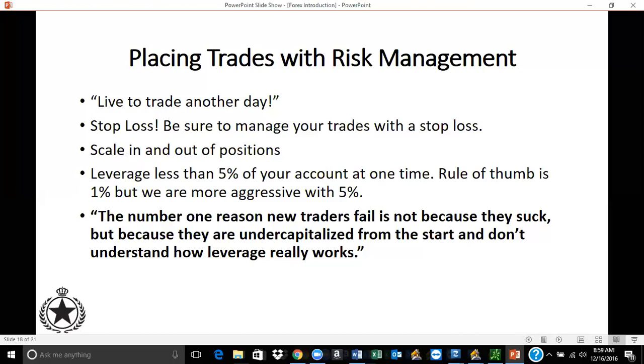There's a rule that says to leverage less than 1% of your account. That means if you're trading with $10,000, you should not risk more than $100. When a trade goes against you $100, you should be closing it out. That's a rule of thumb: 1% of your account. We do 5% because we're more aggressive, but we also teach 1%. For our newbies, we teach 1% because we know what they need.